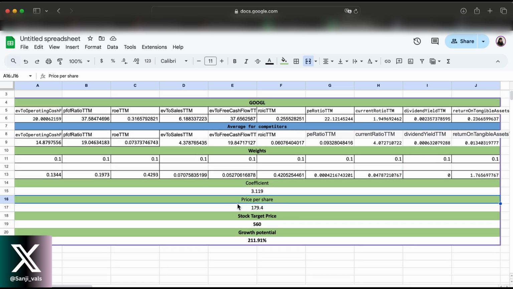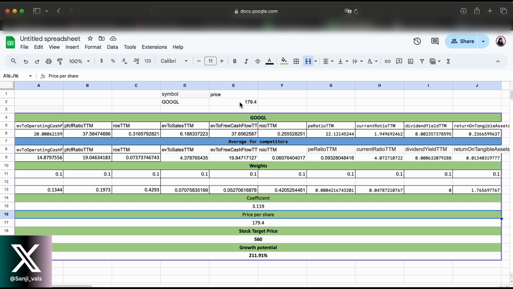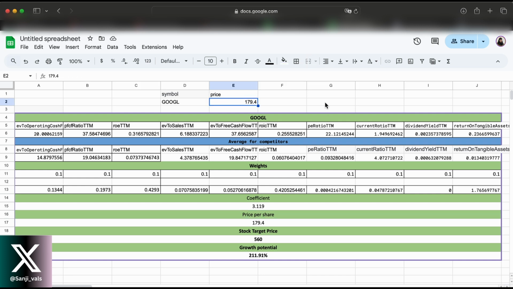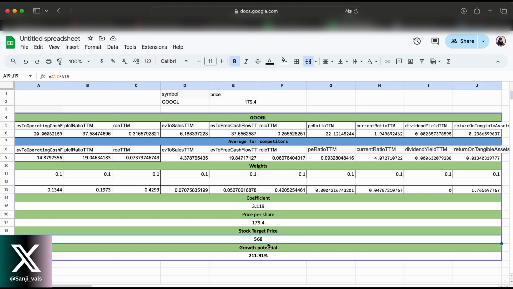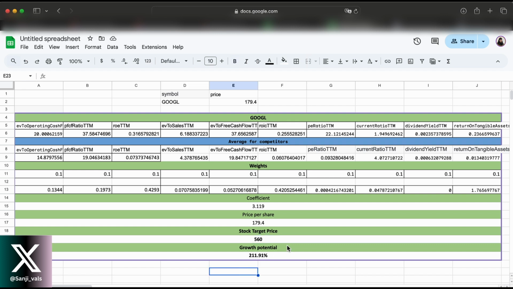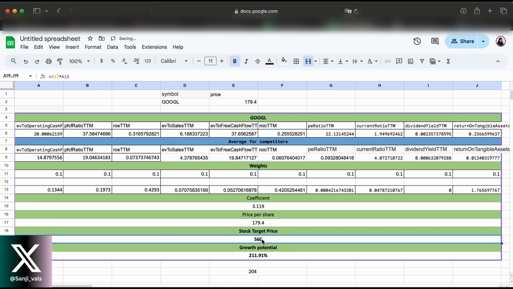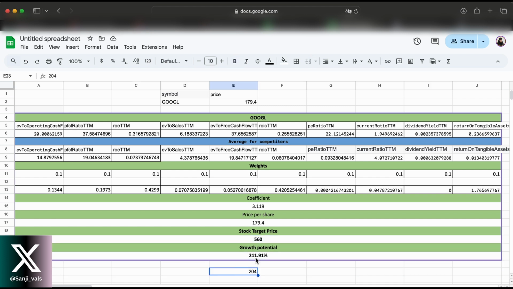And then I extract the last share price of Google, which is 179. And that's how I calculate the stock target price, which is 560, a 211% growth potential. That's very, very good growth potential. Again, we have already seen that the average consensus price based on the most recent analyst estimations is 204, and now you have your 560, and again you can extract the average from these two numbers.